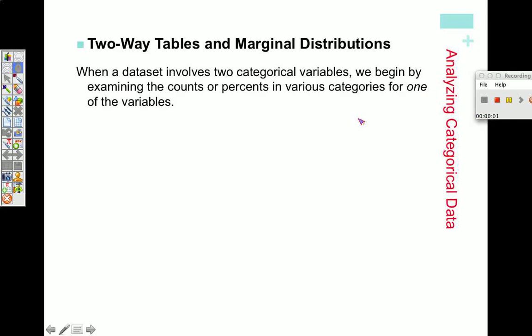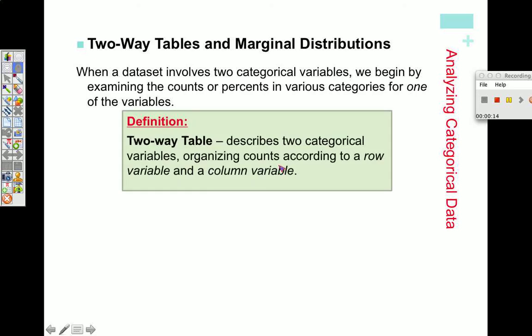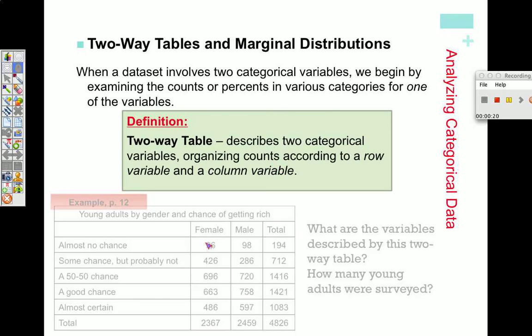Alright, so we're going to talk about two-way tables and marginal distributions. If we have two categorical variables, we're going to look at them one at a time, but we're going to organize them in a way that we're looking at a row variable and a column variable. So here we have some data.